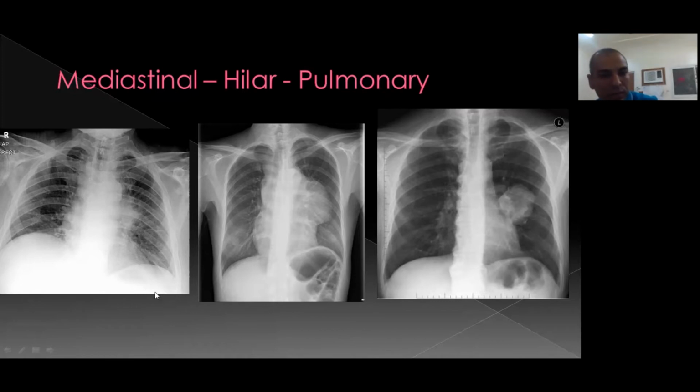Please remind yourself by these three images. This is a hilar mass. This is a mediastinal mass because I see the hilum clearly within the mass. This is not mediastinum, not hilum. Not hilum because this is a hilum. Not mediastinum because it forms an acute angle with the mediastinum. Hilar, mediastinal, pulmonary.